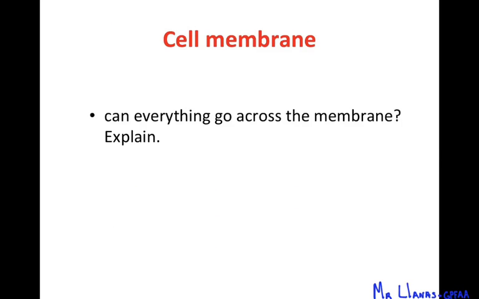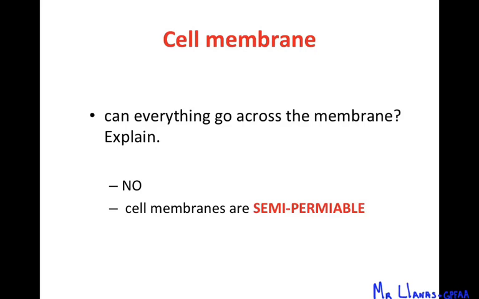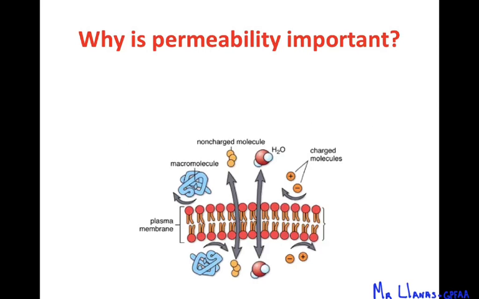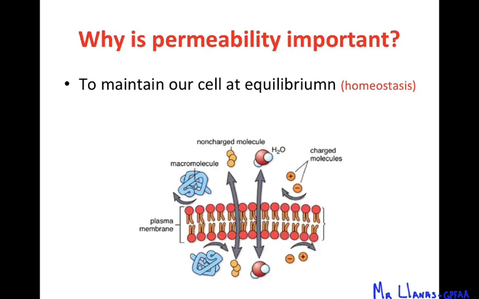Now, can everything go across the membrane? No, it cannot, right? Only certain things, and the reason is because the cell membranes are semi-permeable, and what that means is that only certain things can go through it. They're not completely permeable; they're semi-permeable, and to be more specific, they're selectively permeable. Okay, they select what goes in there, depending on what the cell needs, okay? And the reason that's important is that we want to maintain something called homeostasis. And what homeostasis is, is just equilibrium within our cells or within our bodies, okay?